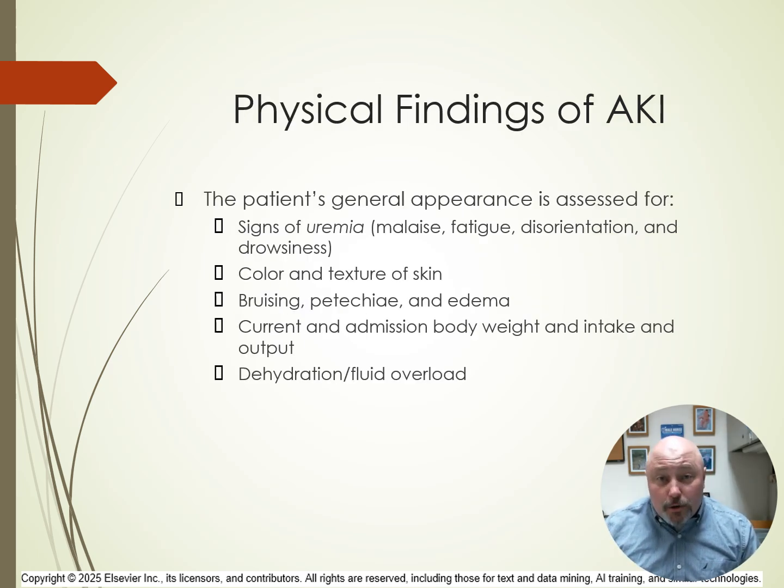The patient's general appearance is assessed for signs of uremia or retention of the nitrogen substances normally excreted by the kidneys. This would manifest as things like malaise, fatigue, disorientation, or drowsiness. The skin is assessed for color, texture, bruising, petechiae, and edema, and the patient's hydration status is also carefully assessed. Current and admission body weight, as well as intake and output information, are evaluated.